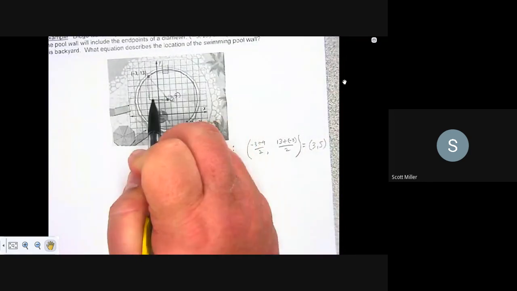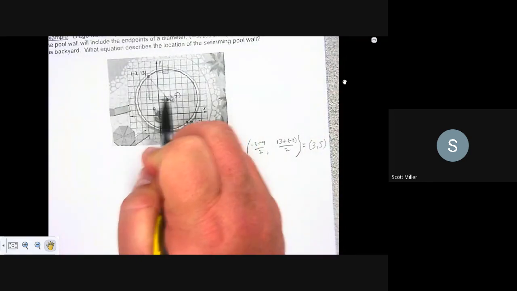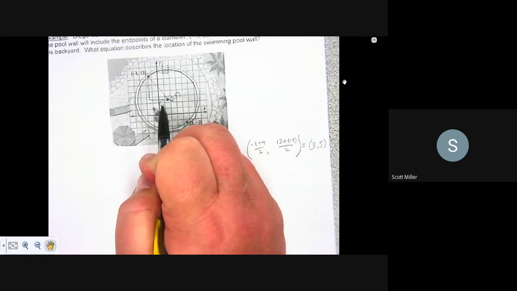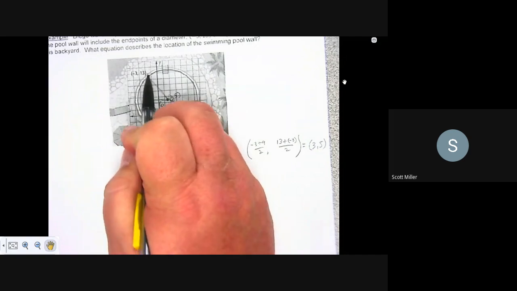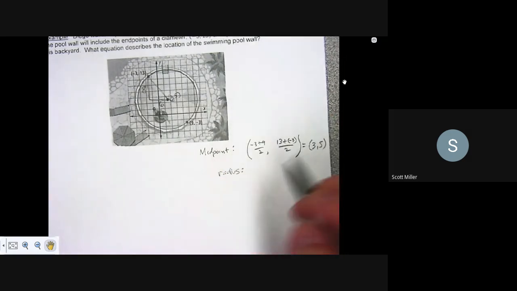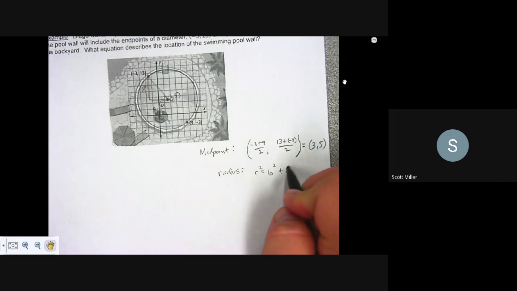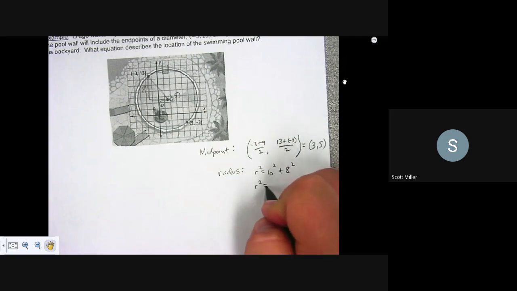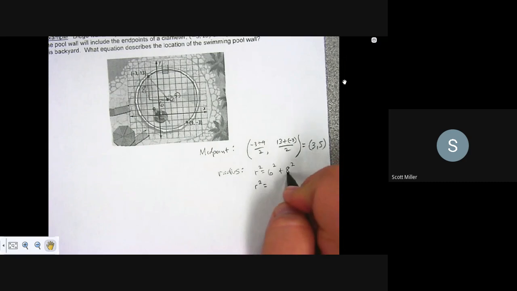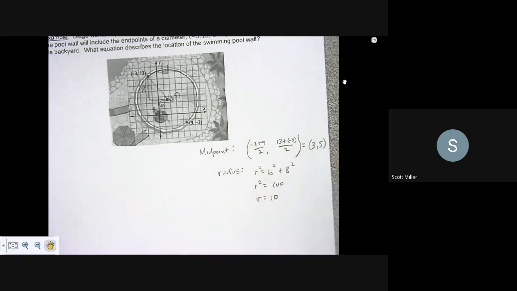So how far is it from 3 to negative 3? From 3 to negative 3, that is a distance of 6. How far is it from 5 to 13? That is a distance of 8. So then I know that r squared is 6 squared plus 8 squared, which is r squared equals 36 plus 64, which is 100. So I now know that r is equal to 10.